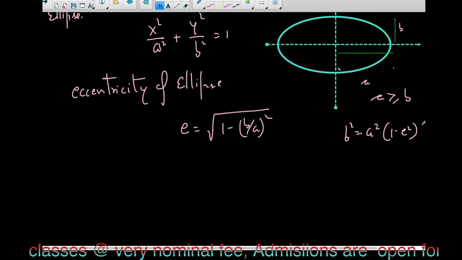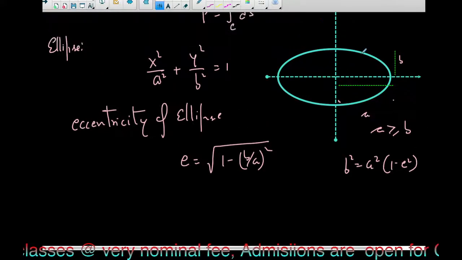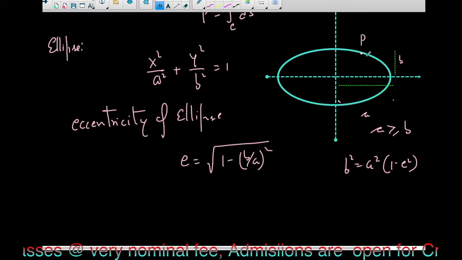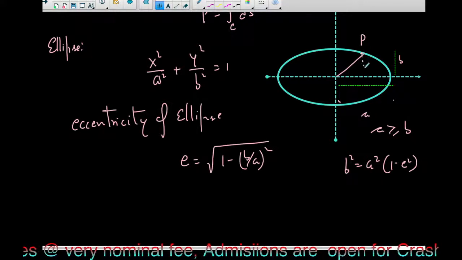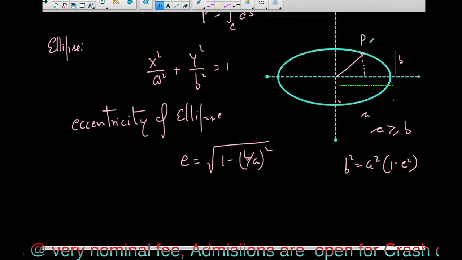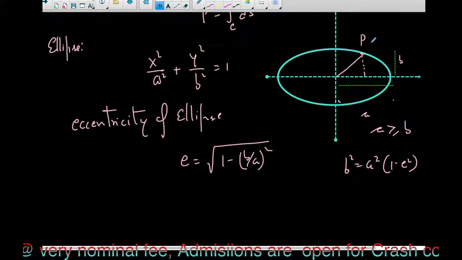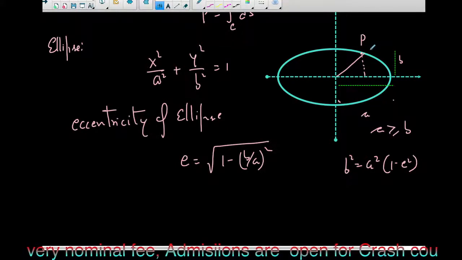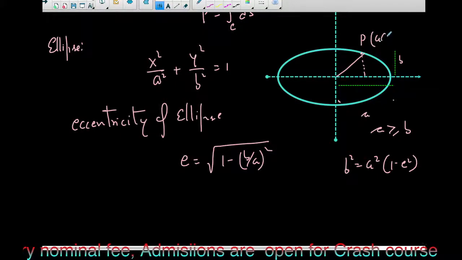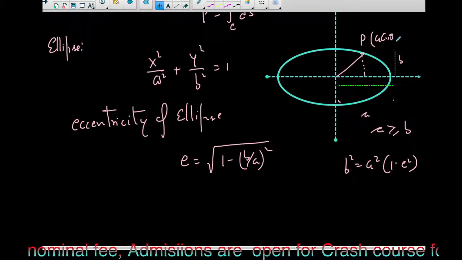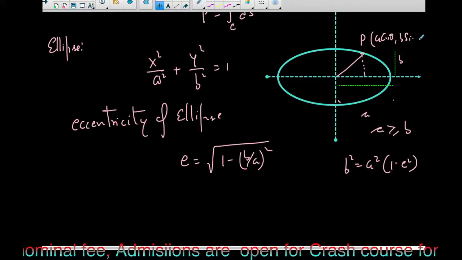Here there is the parametric form. When you consider any point on the parametric equation of this ellipse, let's join this point P here. Then P is the parametric point, (a cos theta, b sin theta). This is the parametric form.